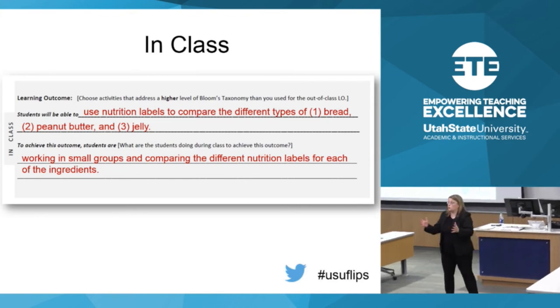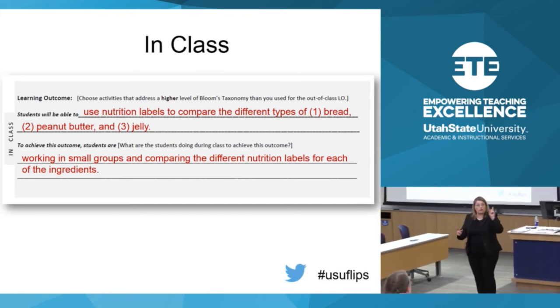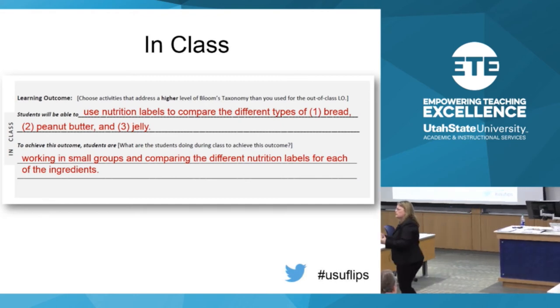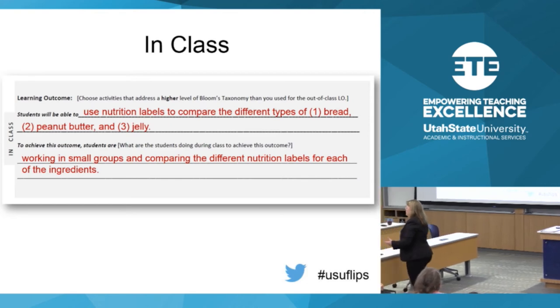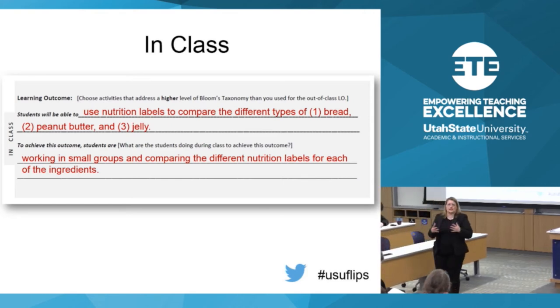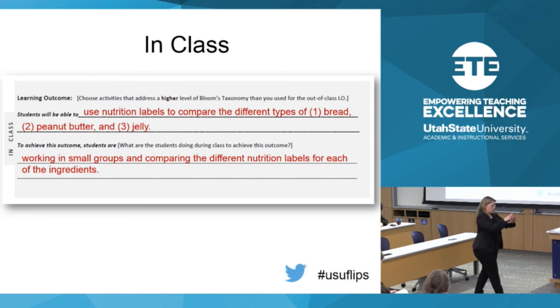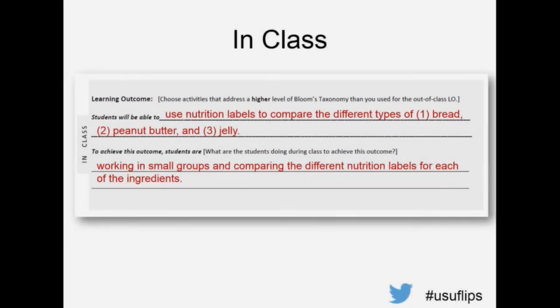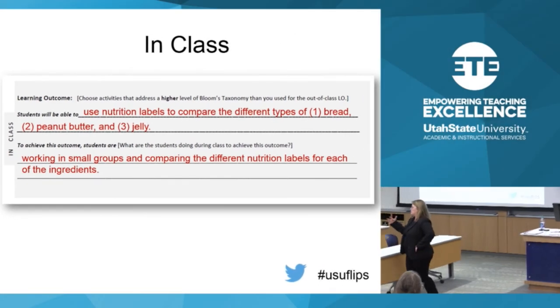Okay, so your turn. Pick one of your higher level learning outcomes and think, what would this look like in my class if students were doing it? What would they be doing? Are they working in groups or pairs or teams? Are they writing at a computer? Are they at a lab? Are they performing some experiment? What are they doing? Get one thing out loud.